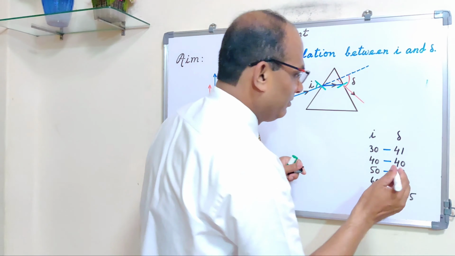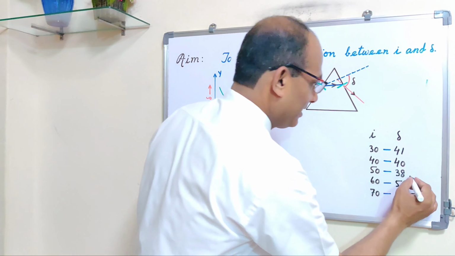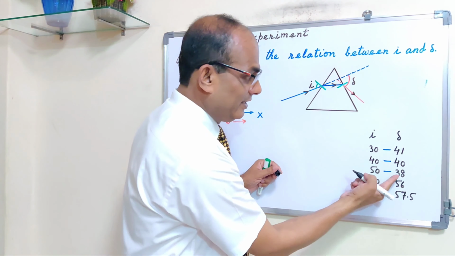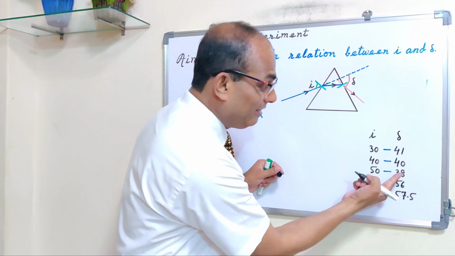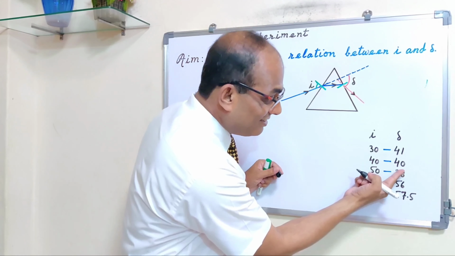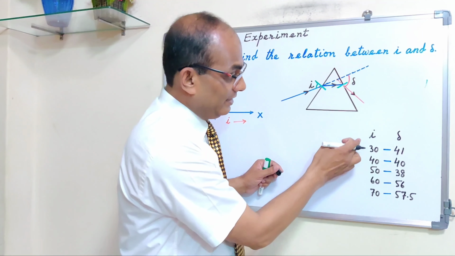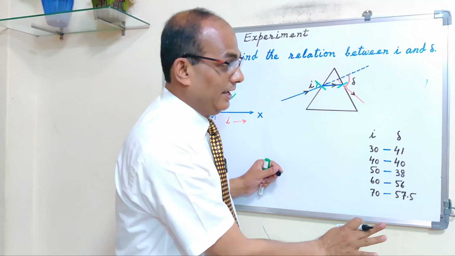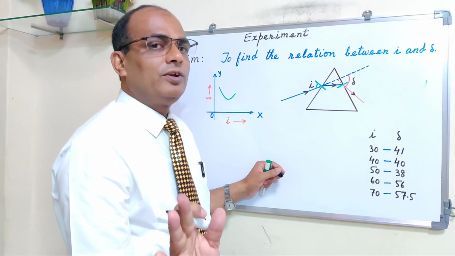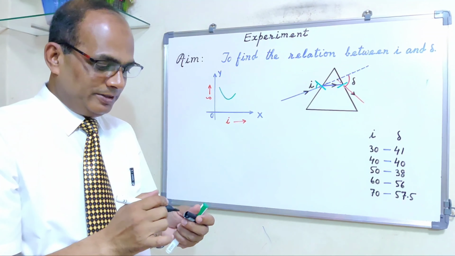It reaches a minimum value, 38, and then it starts again increasing if we keep on increasing. Alright. So this is the relation which we are going to find out by performing the practical.